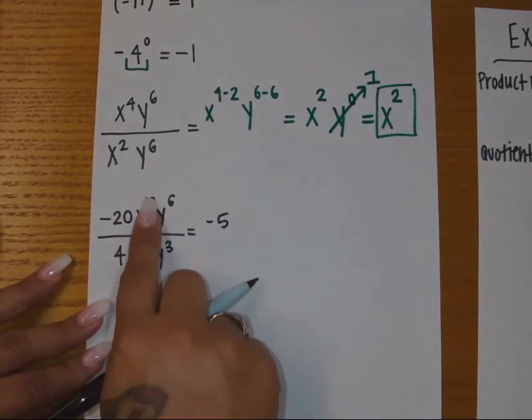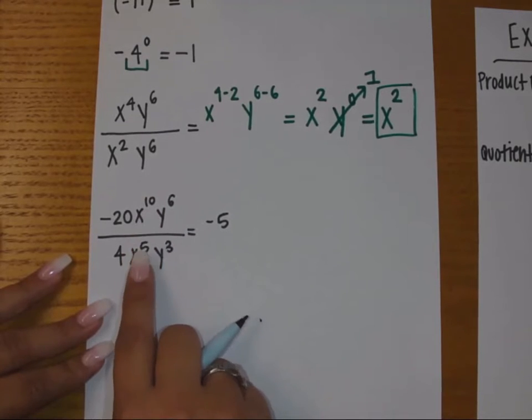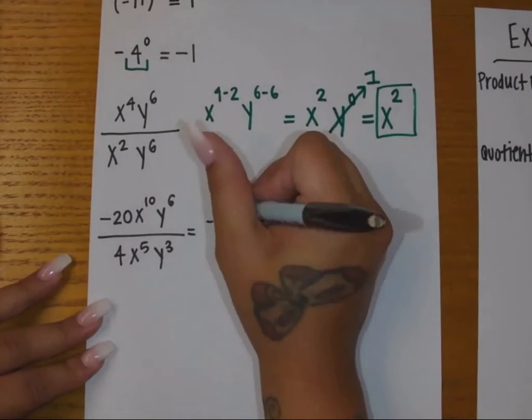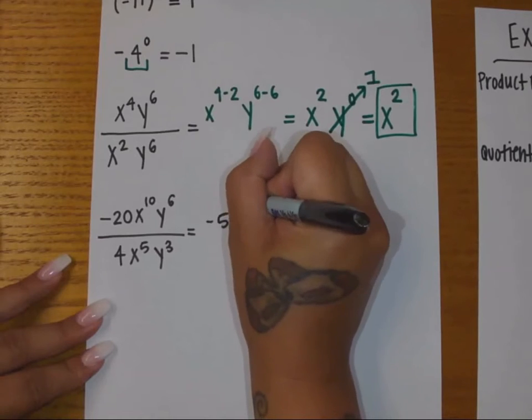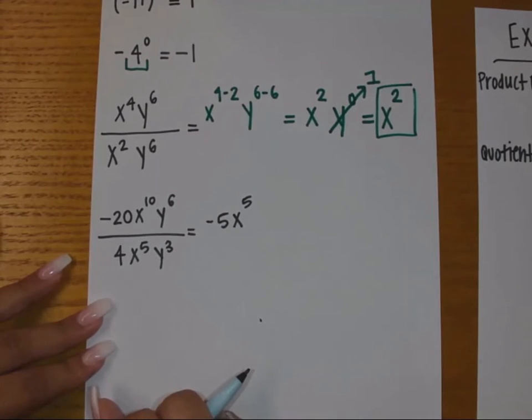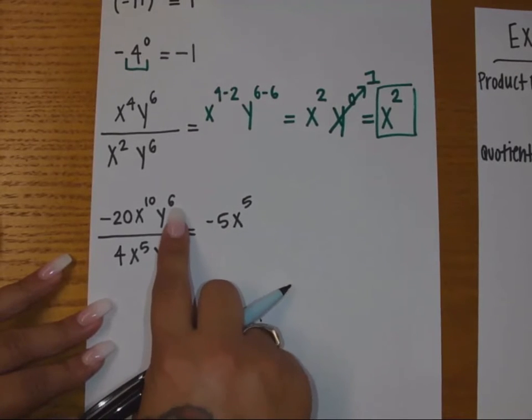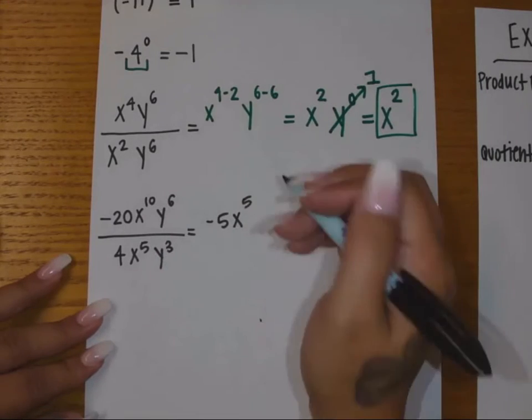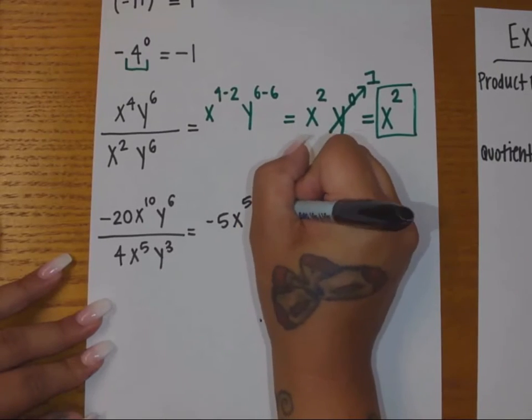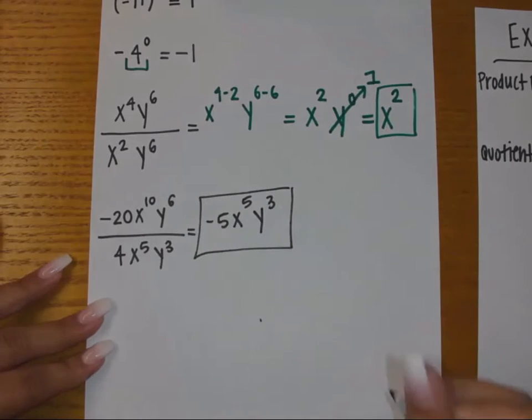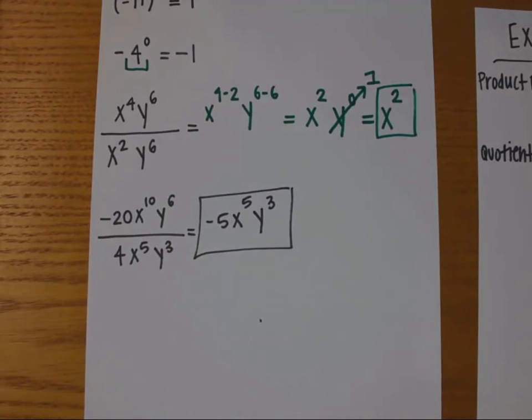And now let's apply our rules right here. X to the 10th divided by x to the 5th is keep and subtract. Y to the 6th divided by y cubed is keep, subtract. That's your final answer.